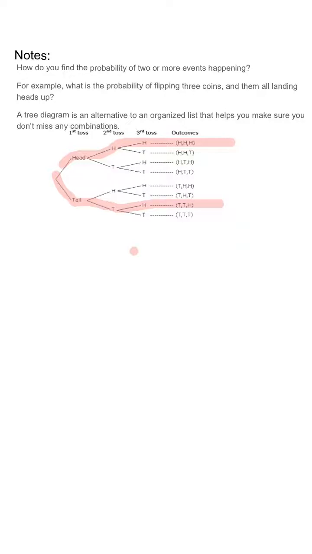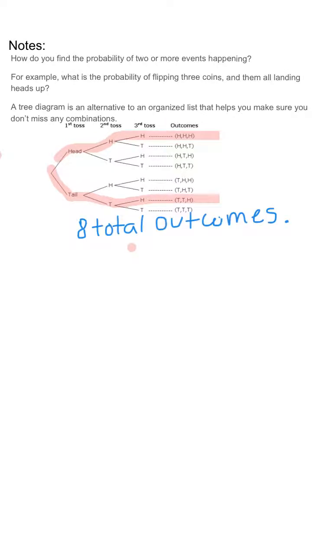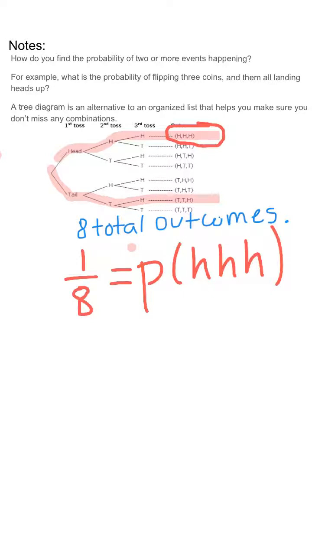In total, you can count up that there would be 8 possible combinations. And out of those 8 outcomes, only one of them is heads, heads, heads. So 1 out of 8 is your probability. And you can write that using your probability notation.